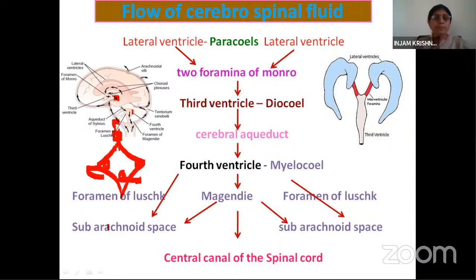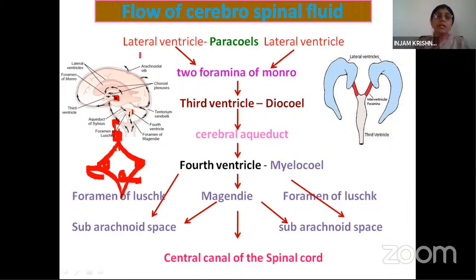Central canal of the spinal cord. So again it enters all the outside of the brain. It passes on, and already I told you that there are arachnoid villi and sinuses there.